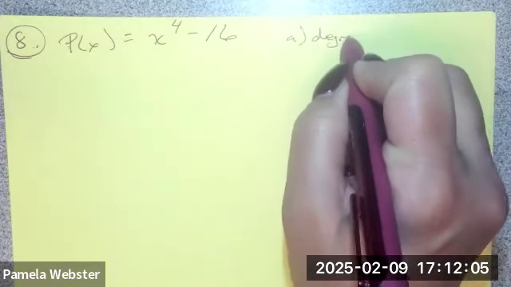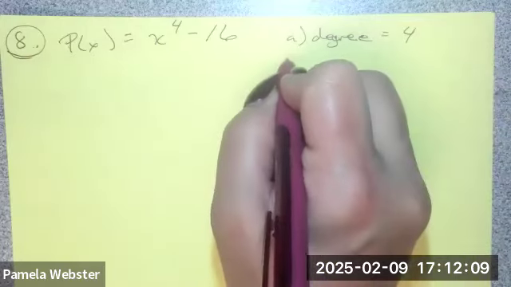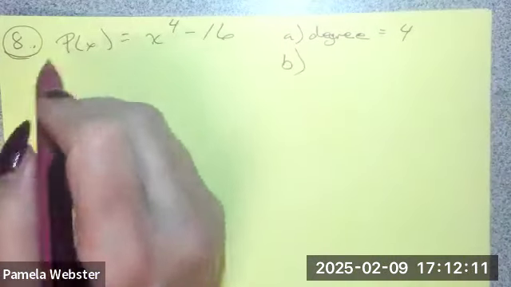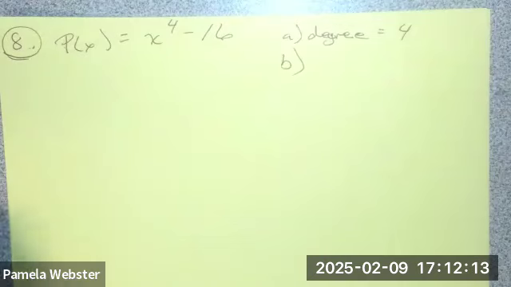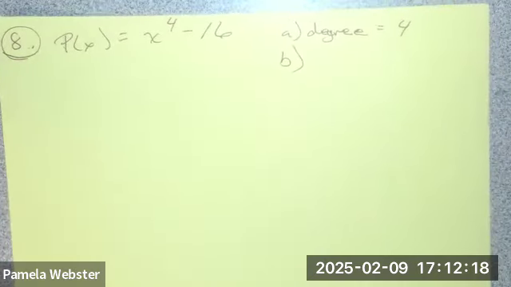Degree equals 4 because that's the biggest exponent. Yep, degree equals 4. Determine the solutions and how many times each is a solution.